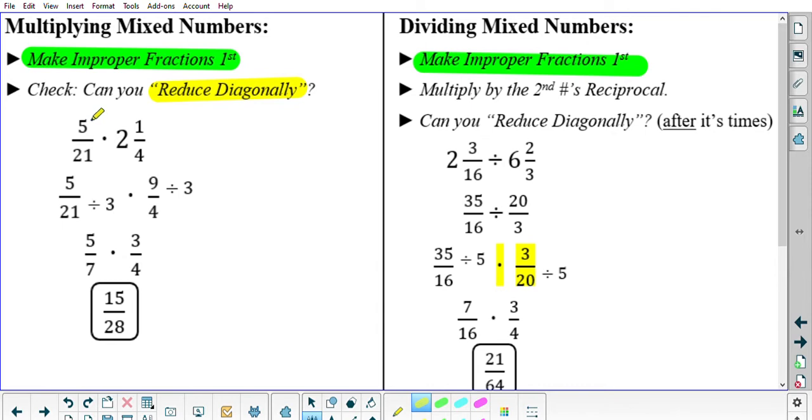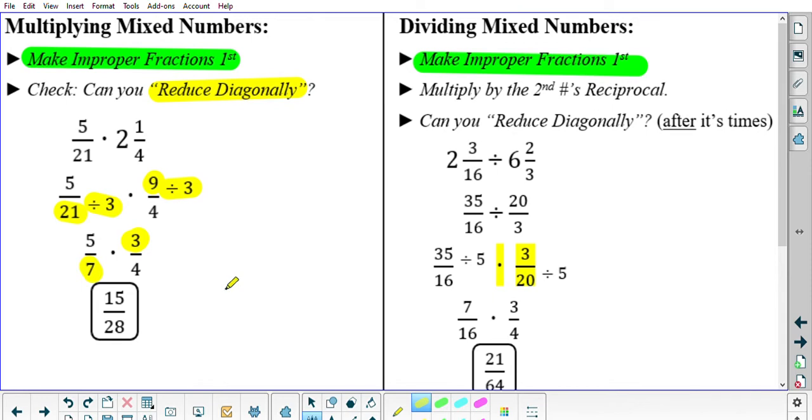So if you look here, 5/21 times 2 1/4, the first thing I do is I make the 2 1/4 become an improper fraction, 9/4. Then I ask, is there any numerator and any denominator that can reduce? Well, 9 and 21 are both divisible by 3. So that's exactly what I did. I divide them both by 3. That gives me 3, because 9 divided by 3 is 3, and 21 divided by 3 is 7.